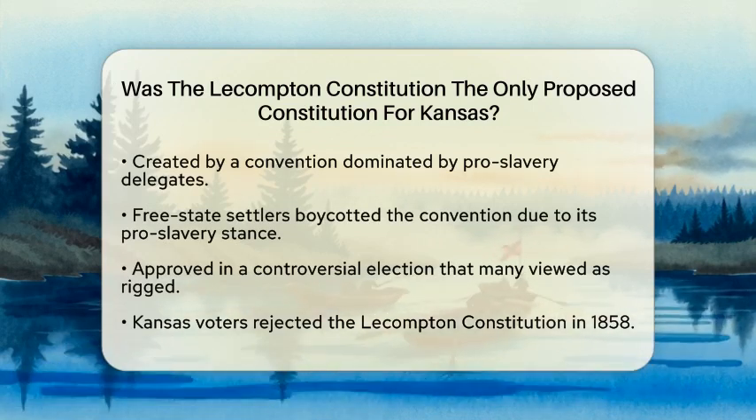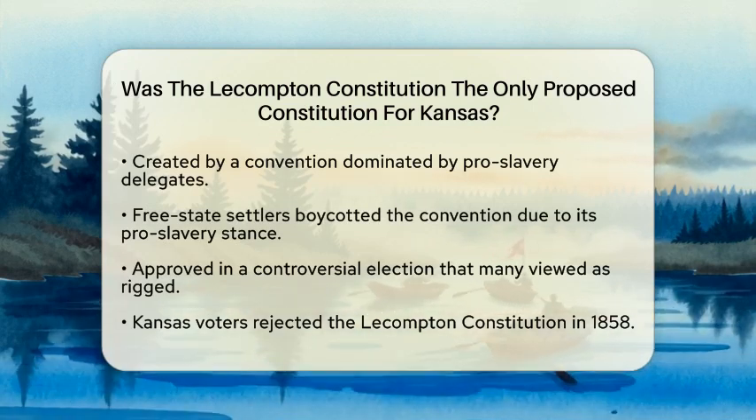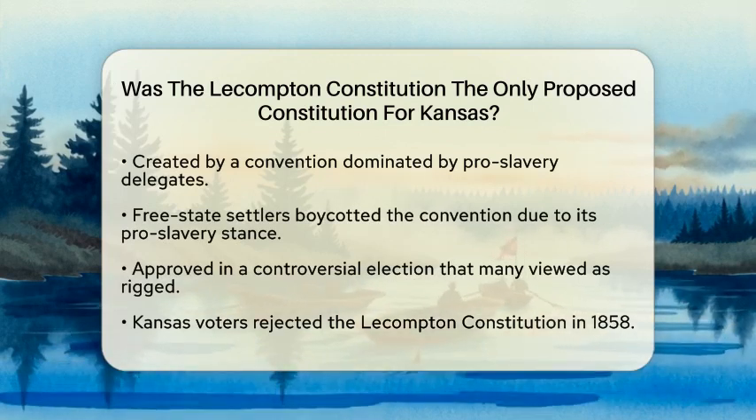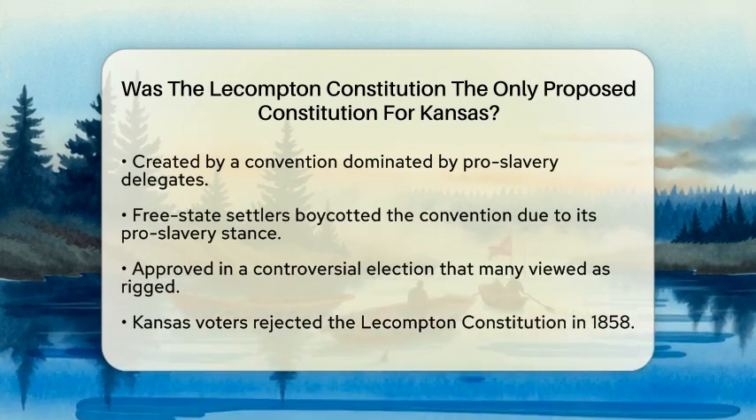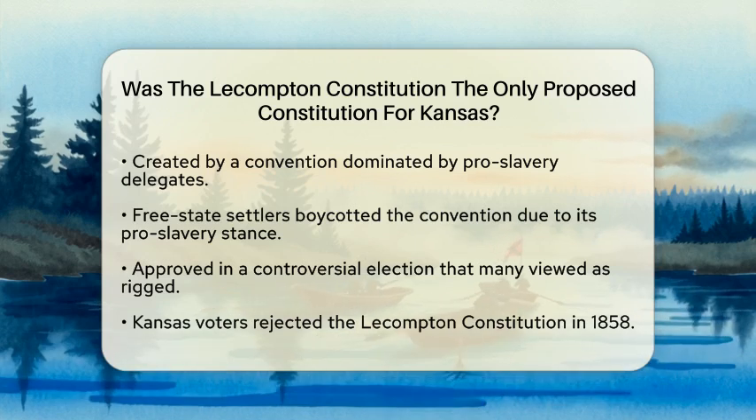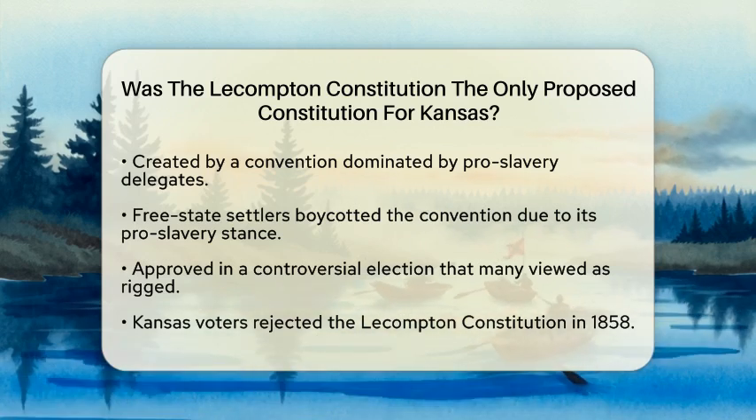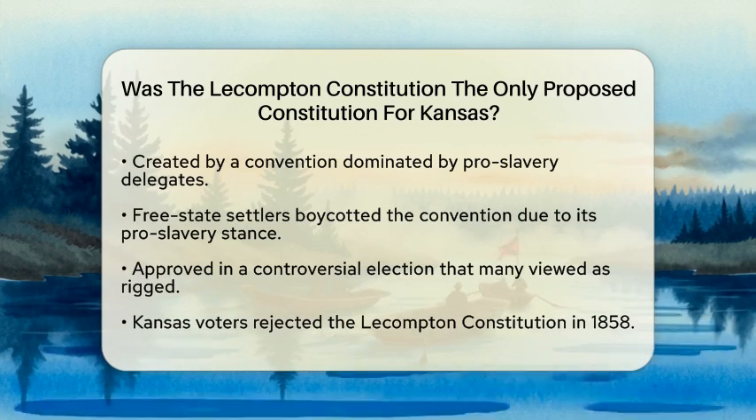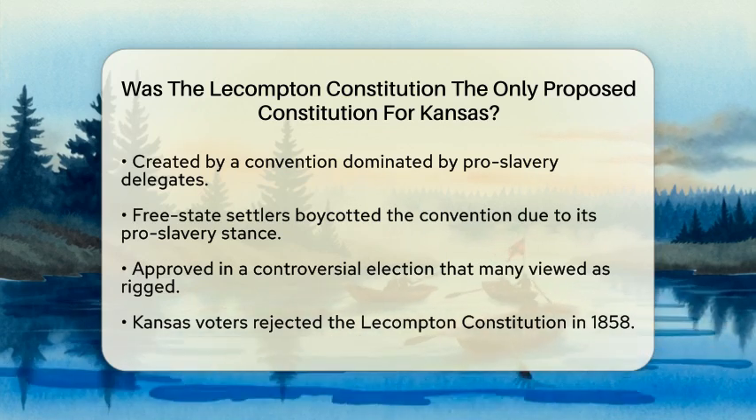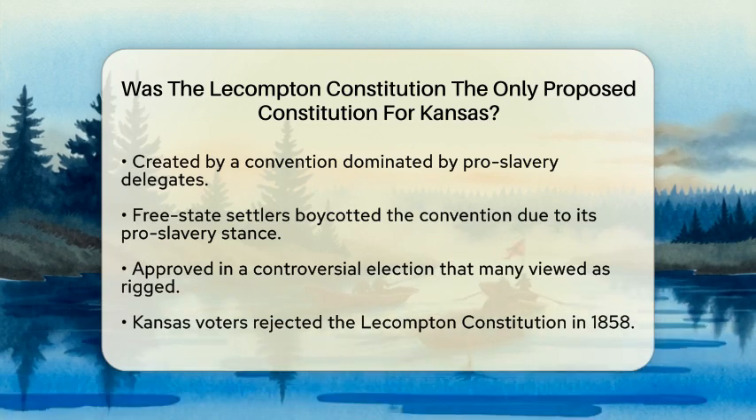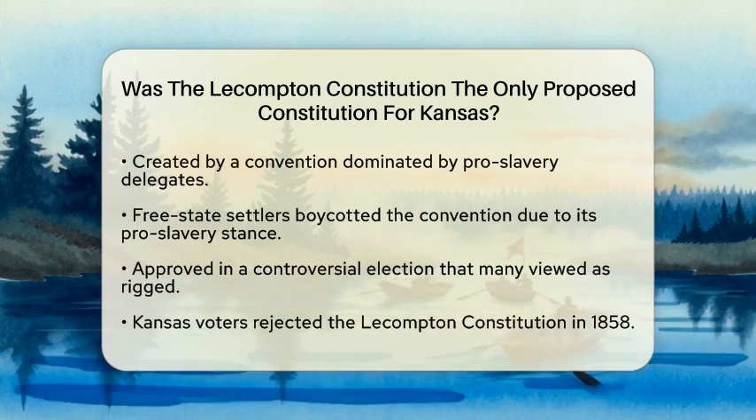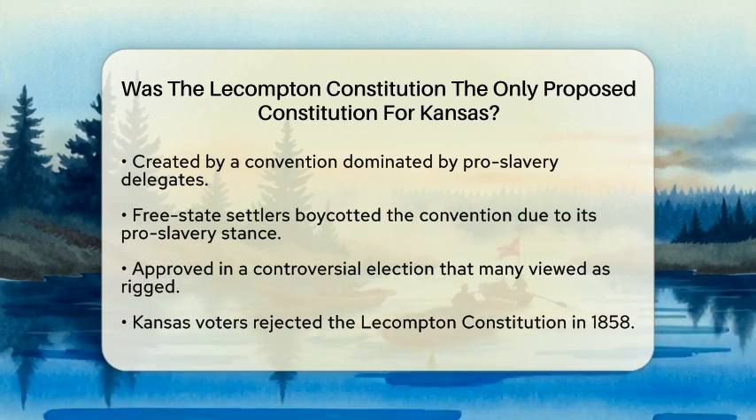It was created by a convention that was heavily dominated by pro-slavery delegates, and free state settlers who opposed slavery boycotted the convention. The Constitution was approved in what many considered a rigged election. However, it faced a significant setback when Kansas voters overwhelmingly rejected it in a subsequent vote in 1858. Ultimately, the Lecompton Constitution never went into effect.